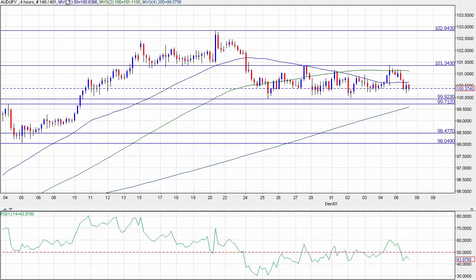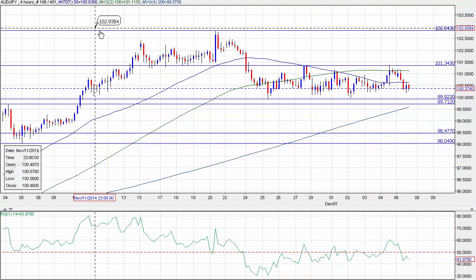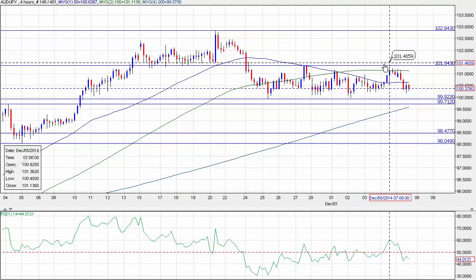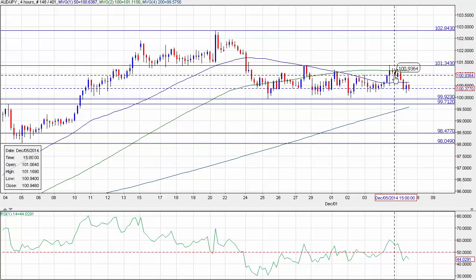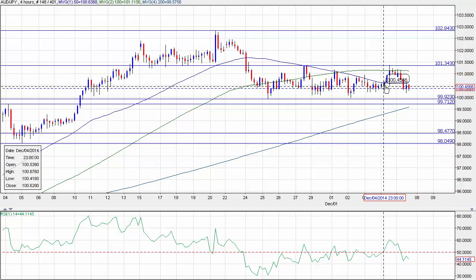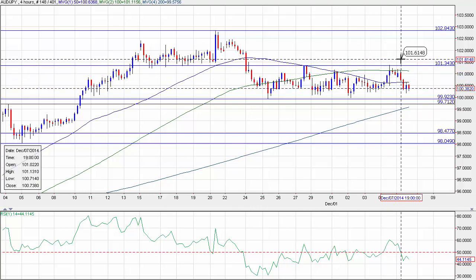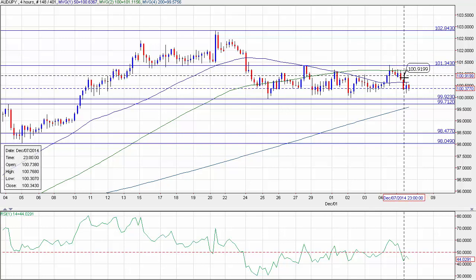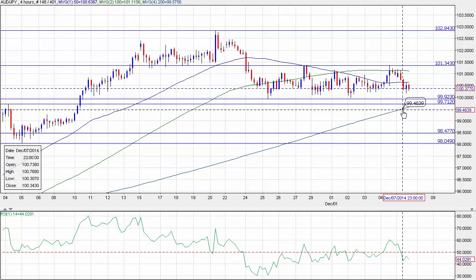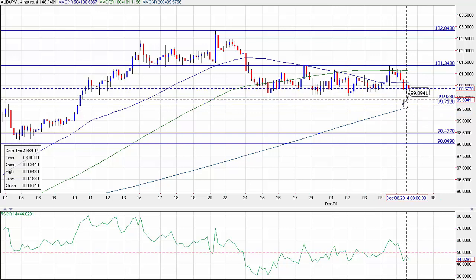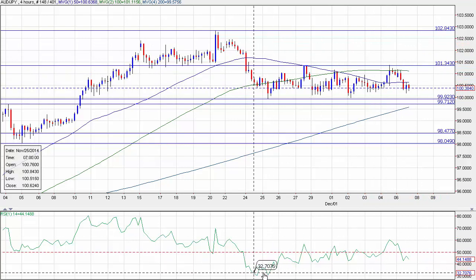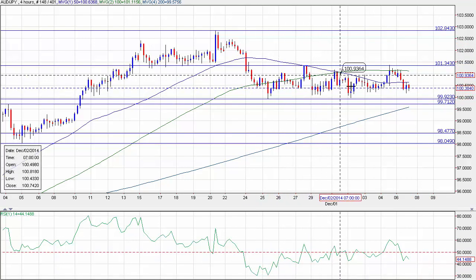Looking at this 4-hour Aussie yen chart, we can see that there's a range roughly between 99.90 and 101.35. We ended last week with an attempt to break above 101.35, but it stalled. Price started this week retreating and is now pushing towards the range lows. Although there is no bullish continuation, we are maintaining some short-term bearish momentum.